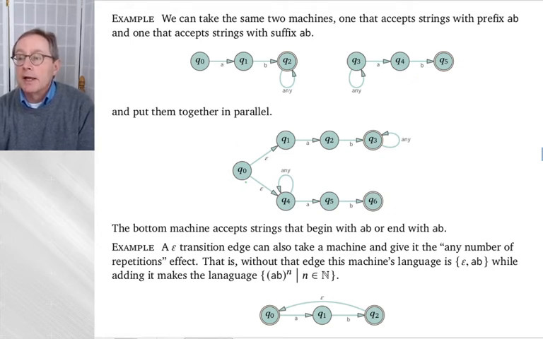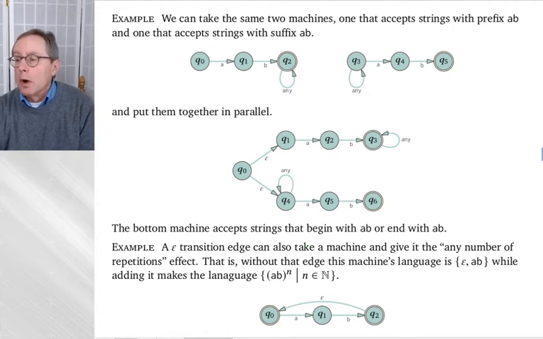I add a state here that has two epsilon transitions out of it, so I can spontaneously go from Q0 to Q1 or from Q0 to Q4. And what I get is a machine that accepts strings that begin with AB or end with AB. So this machine does an or, whereas the previous one did an and.